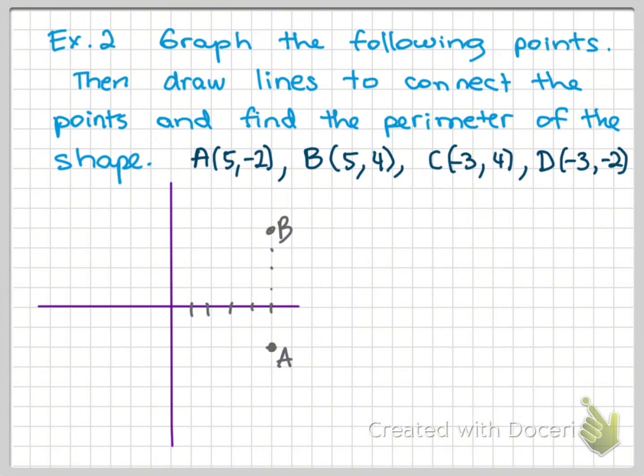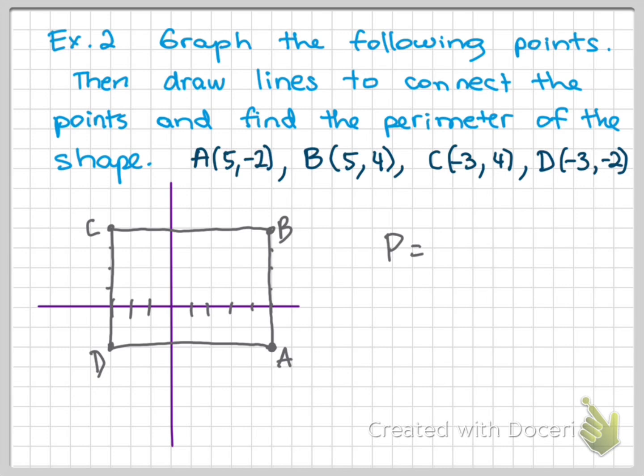C is -3. 1, 2, 3. And 4 up. 1, 2, 3, 4. And finally, D is (-3, -2). There. So it's easy to see that what we form is a rectangle. So we're going to draw the lines that connect these points. And all we have to do now is find the perimeter.